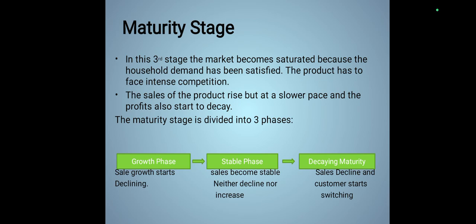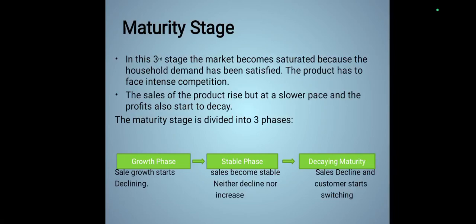The third stage is the maturity stage. Here is where the market becomes saturated because the household demand has been satisfied. The product has to face intense and very keen competition from the other companies which are producing similar products. In this stage, the sales of the product rise but at a slower pace, and the profits also start to decline. Obviously the sales will be there, but they will not be as fast as they used to be. The increase will be there, but at a very slow rate.